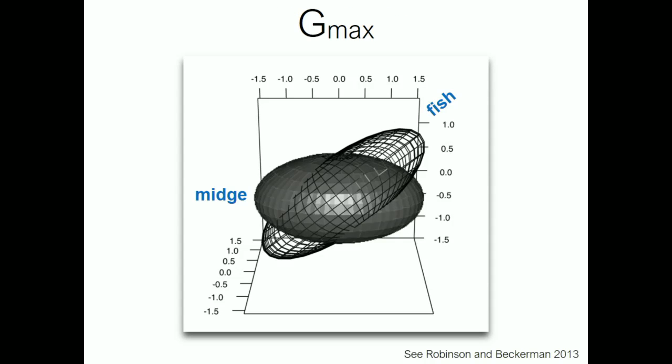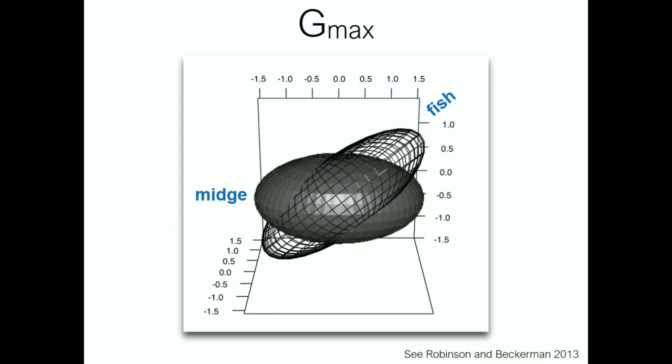This picture is known as a subspace. I like to call them donuts because it's breakfast time still. But basically, these capture the pattern of the G matrix, this pattern of genetic variation and covariation among traits. We have three axes here. The important thing is that the size of the donut represents genetic variation, and the orientation of the donuts represents the pattern of the major axis of variation.